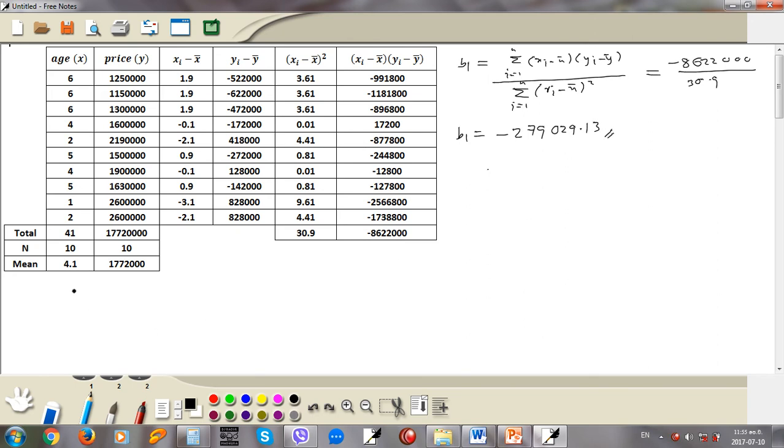So what is our regression line? y hat equals b0 plus b1 x, right?